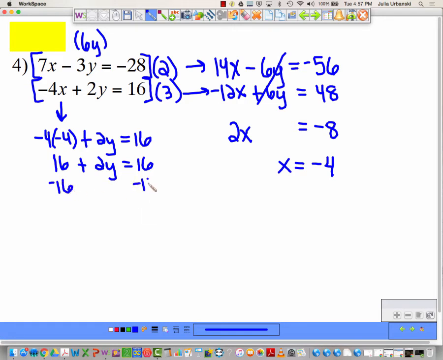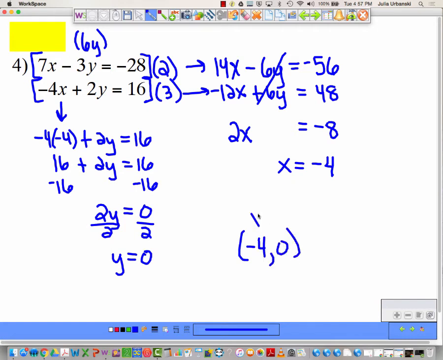Subtract 16 from both sides and you get 0. Don't think that that automatically is a problem. It's okay to have a 0. But when you divide both sides by 2, you need to think about what's 0 divided by 2. And 0 divided by 2 is just 0. You can have a 0 on top, you just can't have 0 on the bottom. So that's negative 4 comma 0, and that's x comma y.